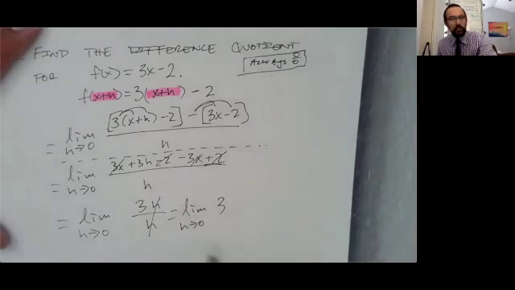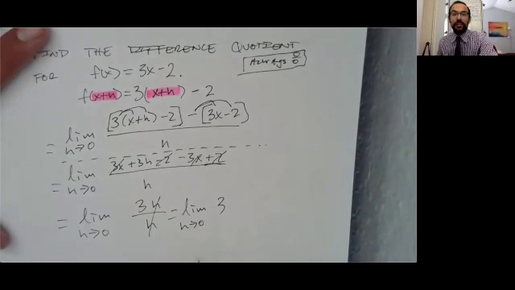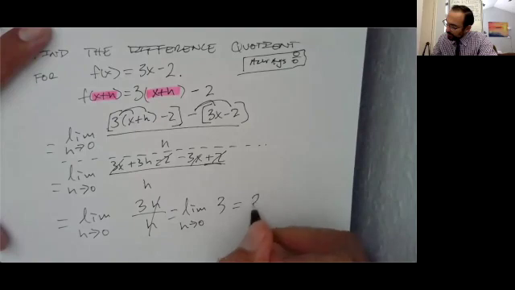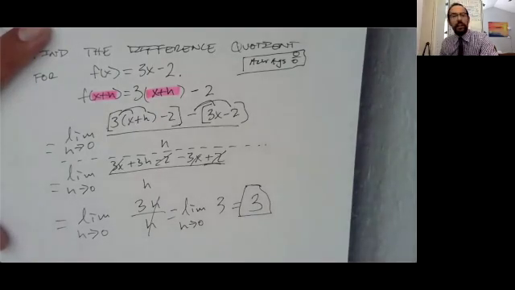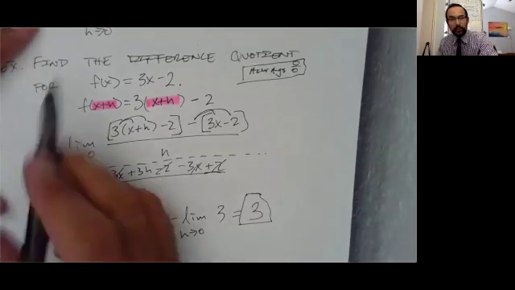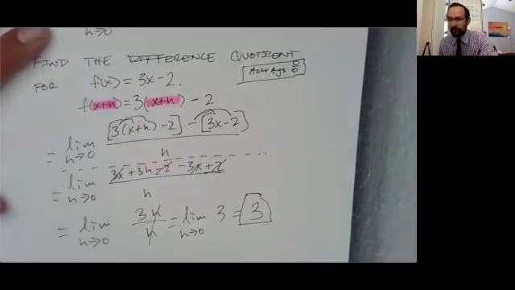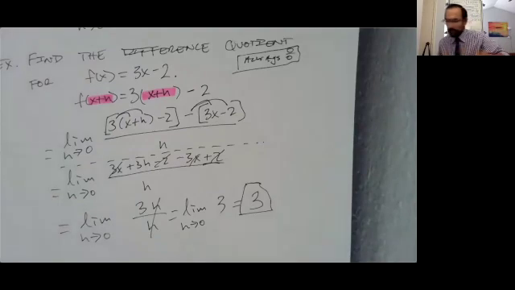Now this last step is redundant, but I'm just writing it because in other cases you will still be able to plug in 0 for h. But as you can see, I have the limit of 3 as h goes to 0. There's nowhere to plug in h, so my limit stays as 3. So this is the answer to this question. The difference quotient for the function f of x equals 3x minus 2 is equal to 3.